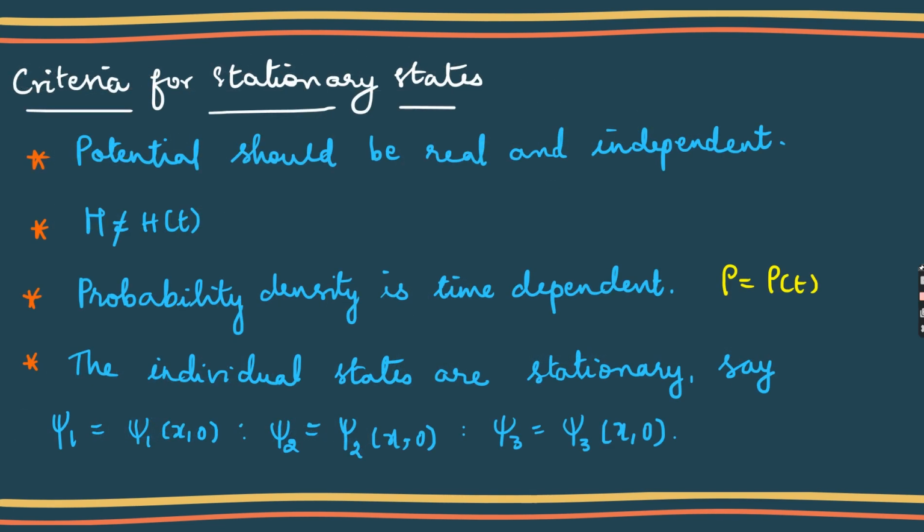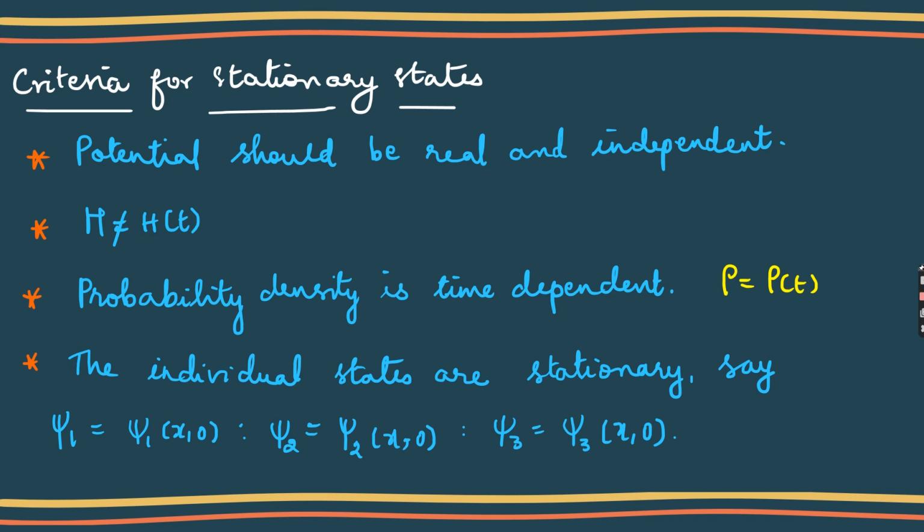Now we will also see the criteria for stationary states. What are the important points if the wave function is in a stationary state? The potential should be real and independent of time. I had just forgotten to write that. So V of x should be real and it should be independent of time. Also the Hamiltonian should be independent of time. The probability density will be time independent. Sorry, it was a mistake over there.